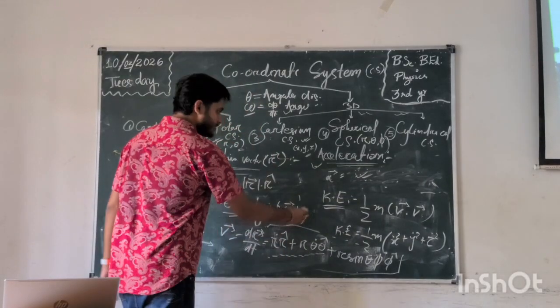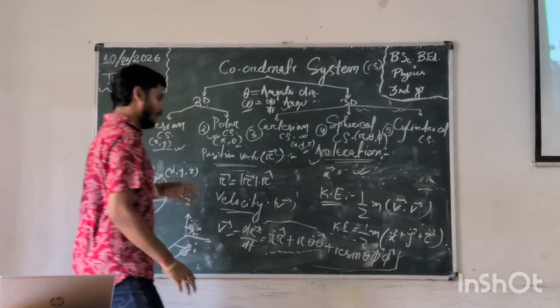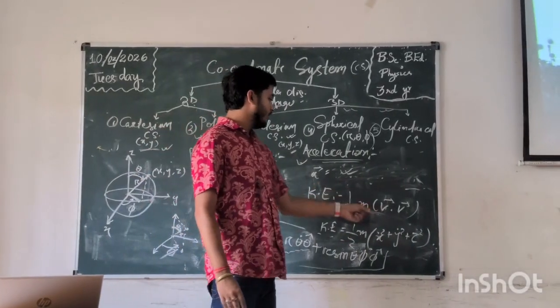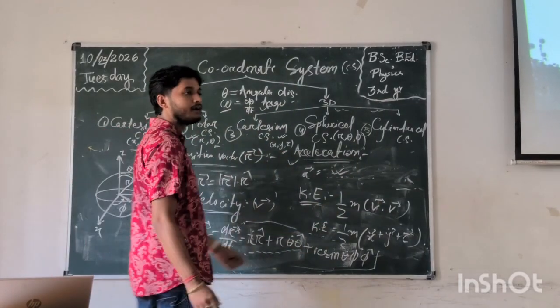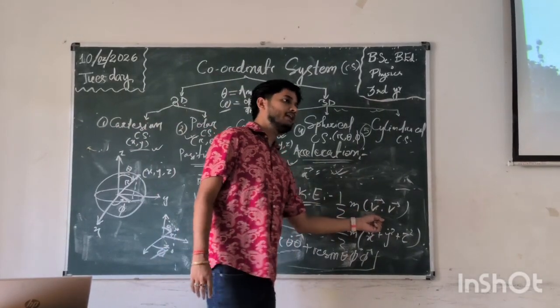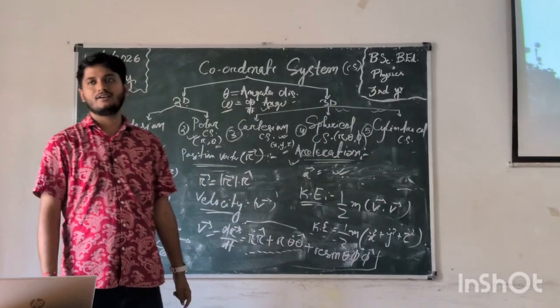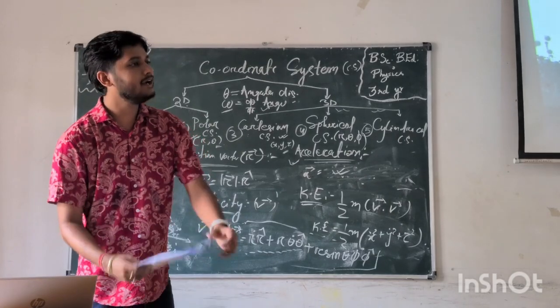Then kinetic energy. You got the format of how to write this. In kinetic energy, it is half m v dot v. If we put the velocity expression in this term, we will get the expression for kinetic energy. Next is our cylindrical coordinates.